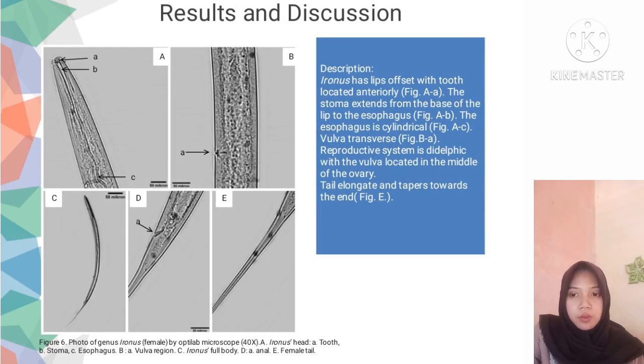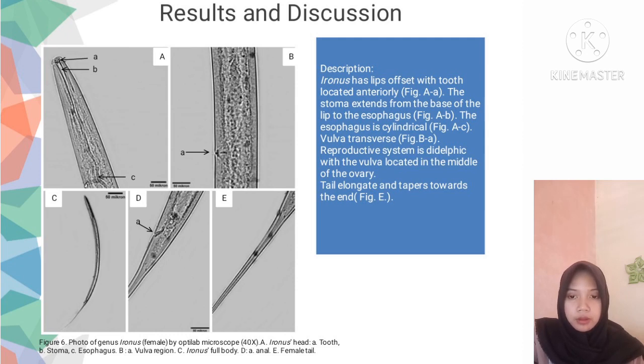The genus Ironus found was female, while the male was not found. The nematodes of the genus Ironus were found to have a body length of 1.7 millimeters with smooth cuticula, and its lips are offset by 6.96 micron length and 14.71 micron wide. The oral cavity or stoma has a cylinder shape with 7.22 micron length. The stoma extends from the base of the lip to the esophagus. There are teeth located at the anterior tip of the lips.